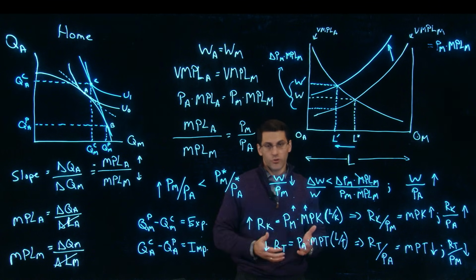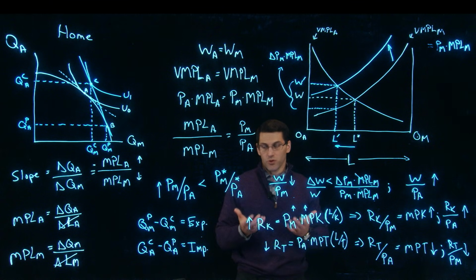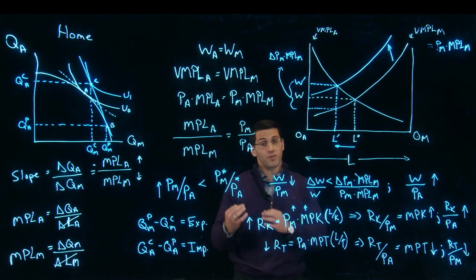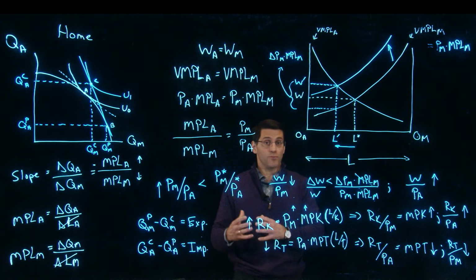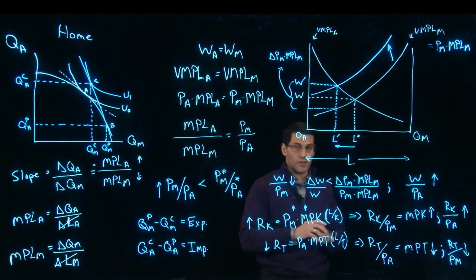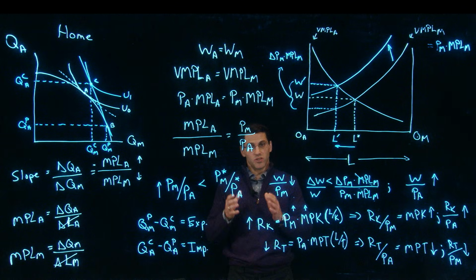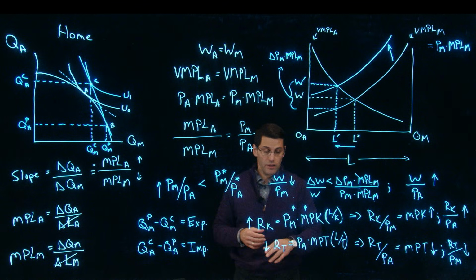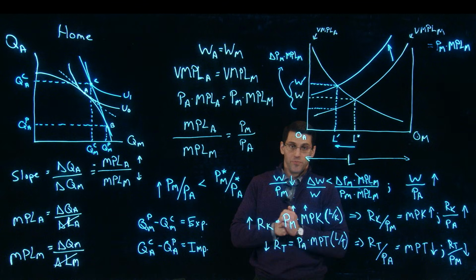So who gains, who loses? Well, when we opened up to trade, the price of manufactured goods went up. The home country has a comparative advantage in manufacturing. The factor that is specific to manufacturing, specific to the expanding sector, that factor gains. The factor that is specific to the shrinking sector, the one where we're going to be importing, that factor loses.